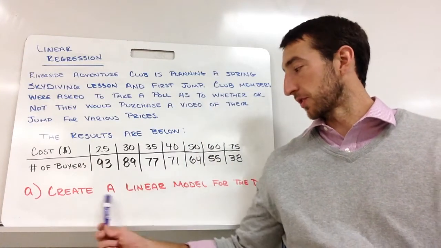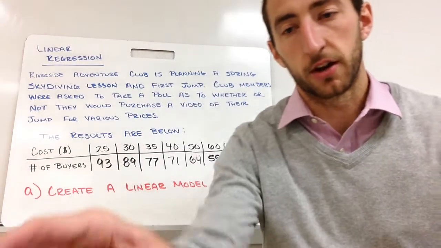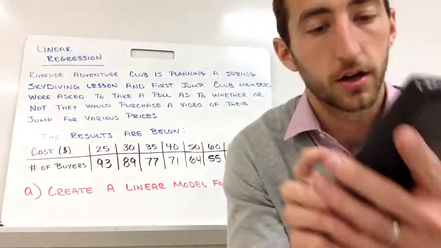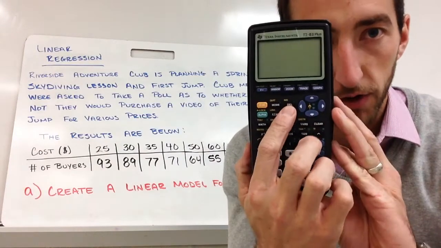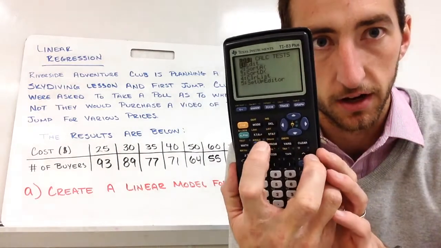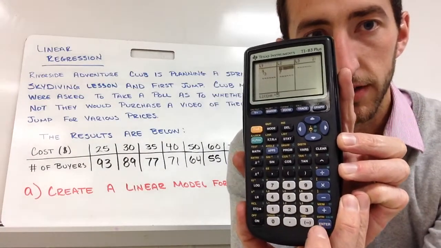So what we first want to do is create a linear model for this data. What you need is a graphing calculator in order to do this, so grab your graphing calculator. You're going to start by entering in the data. So you start with your stat right there in the middle. Press stat. You've got to turn it on first. You're going to press edit, so go to edit, hit enter.